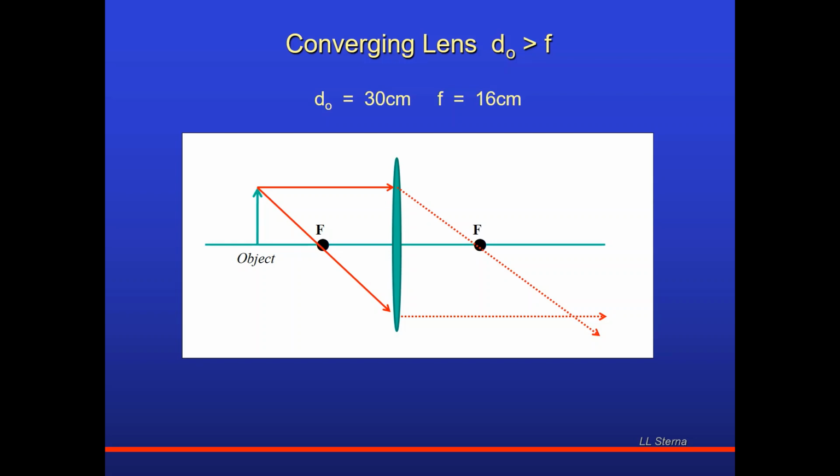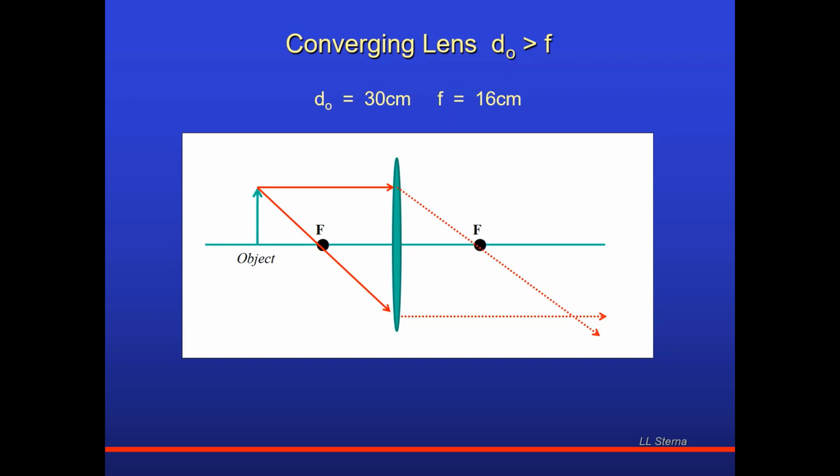Now at this point, you should look at the picture and realize we have 2 rays intersecting on the right. We're anticipating we're going to see a real inverted image. Notice we have not mentioned any numbers so far. It's just a picture, just a drawing.